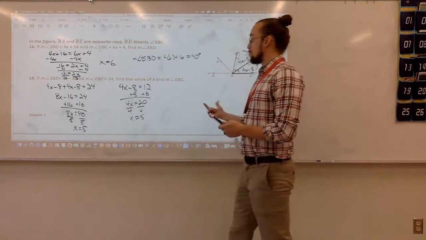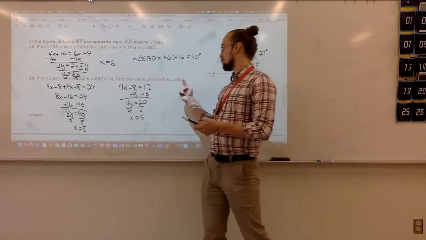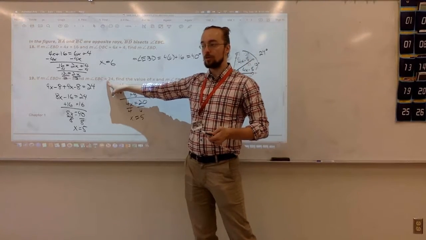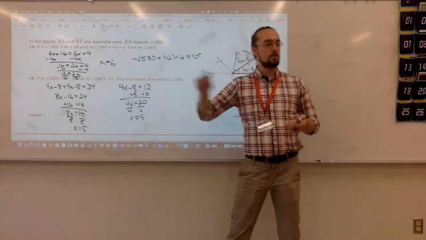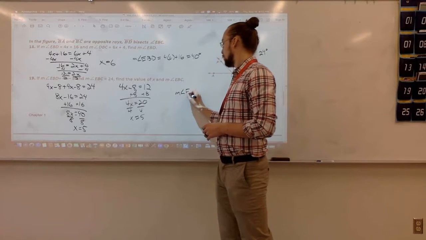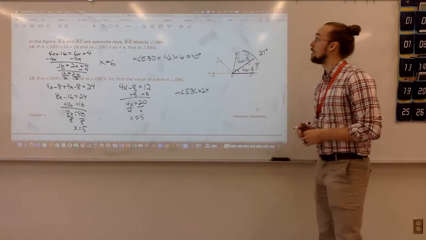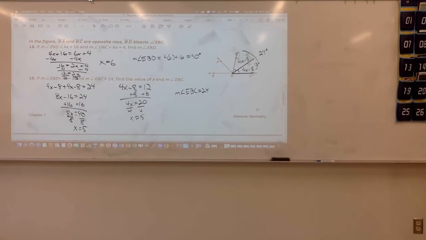The question also says to find the measure of angle EBC, but that's kind of a silly question because we're already told the measure of angle EBC is 24. So we didn't really have to do any more work to find that second answer. Questions on bisecting?